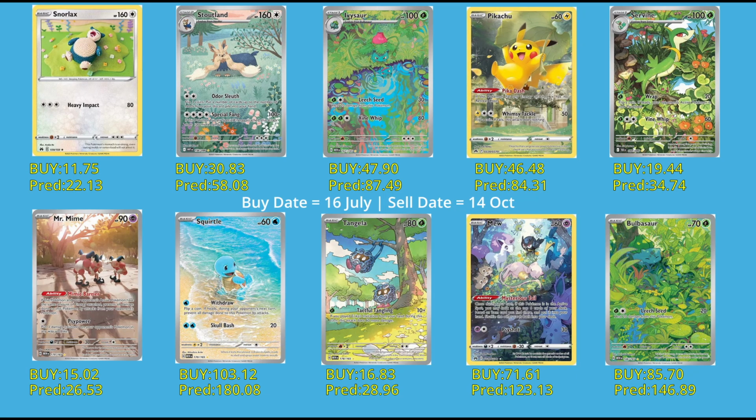This is not financial advice. I will put in the description the top 10 performing cards, as well as their set, their rarity, and the version that it is. For example, the best performing card on the 90-day prediction is this Snorlax from Crown Zenith. It's the rare and it's the reverse holo foil version.